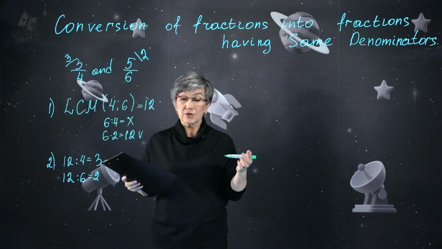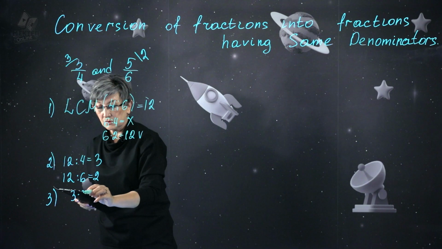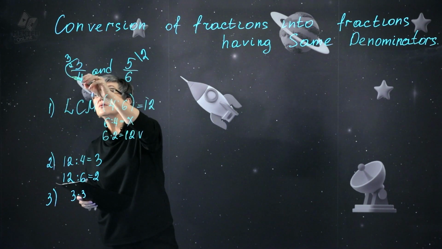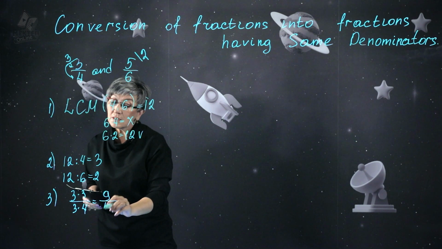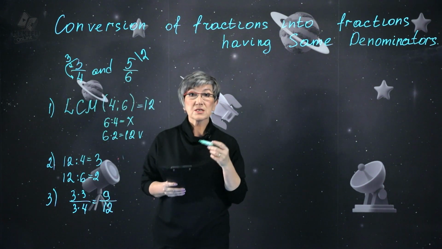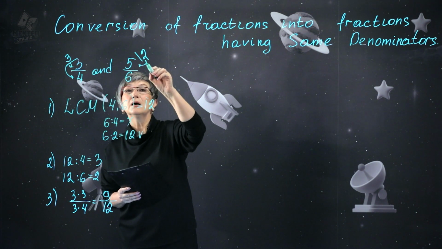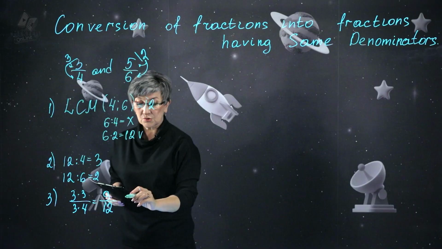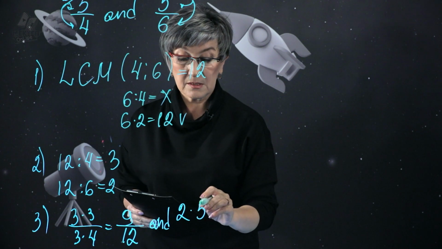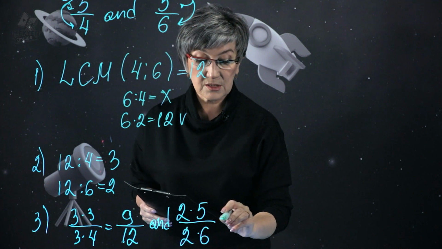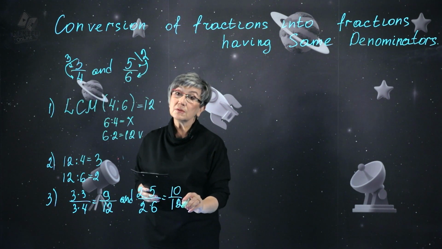Now, moving on to the third and final step, what do I need to do? I need to multiply 3 by 3. 3 times 3, and let's remember to multiply 3 by 4. As a result, we get 9/12. The same thing we will do with the second fraction. Multiply 2 by 5 and then 2 by 6. Let's write it down here. Two times 5 is 10 and 2 times 6 is 12.